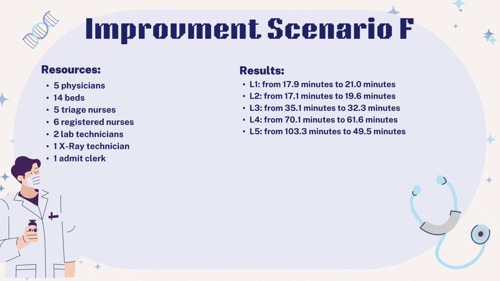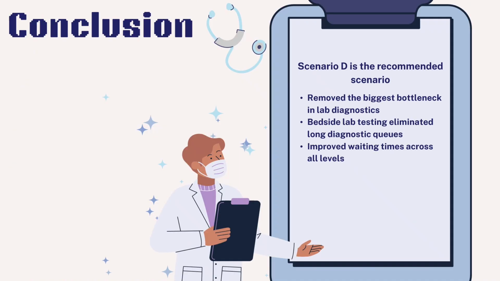Based on results, we can conclude that scenario D was the strongest improvement because it removed the main bottleneck, lab delays, and reduced the waiting times for every patient level.